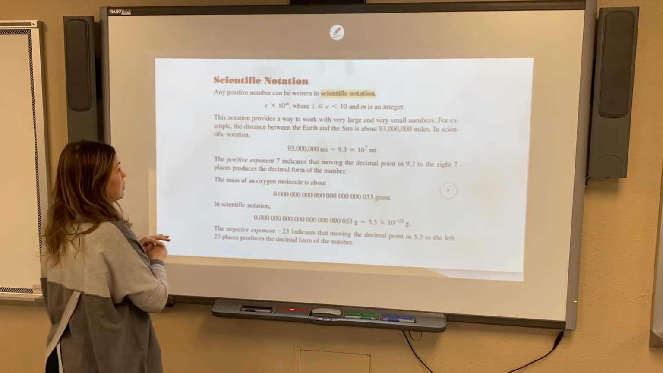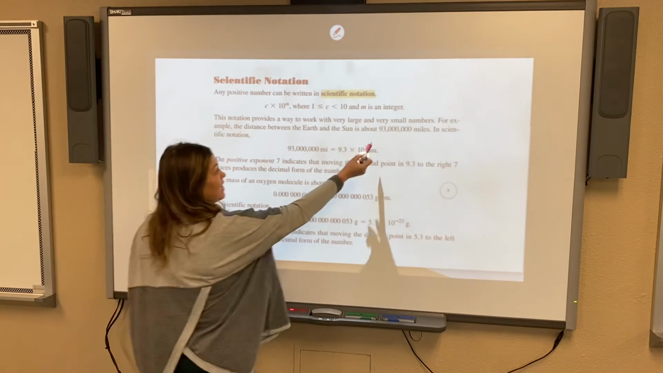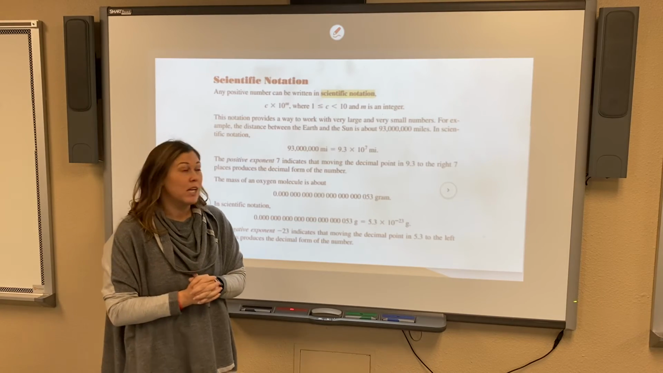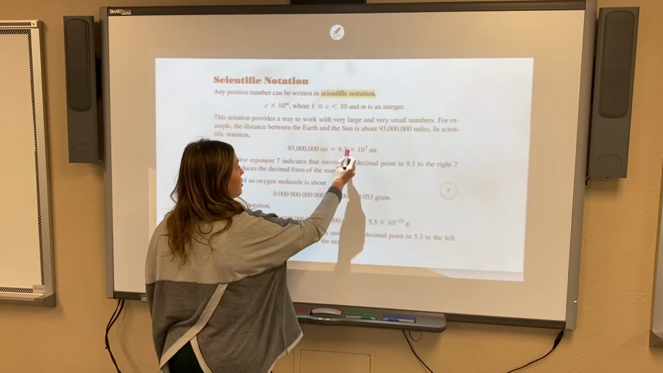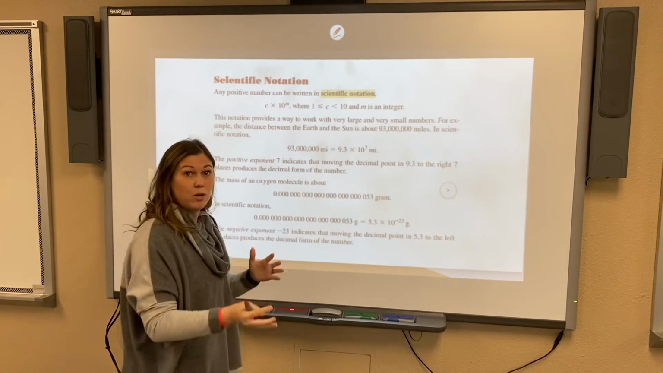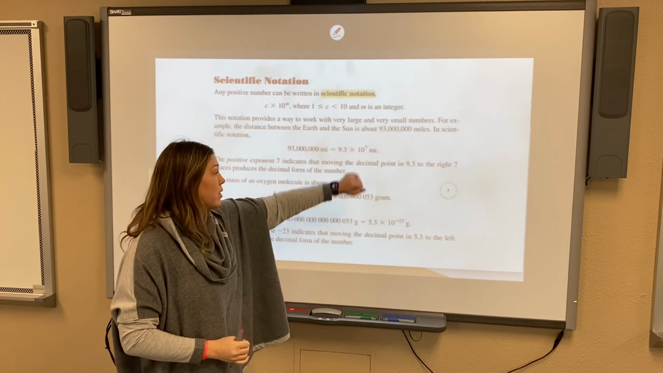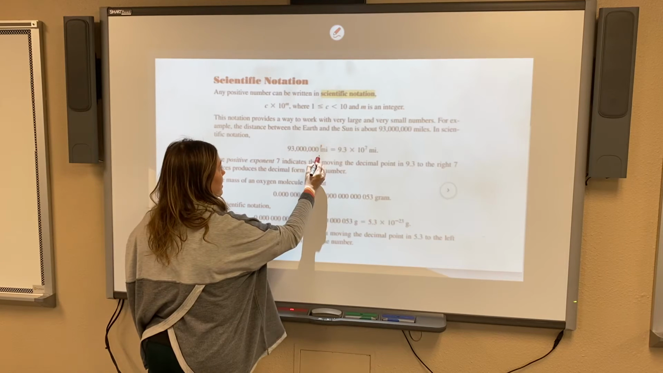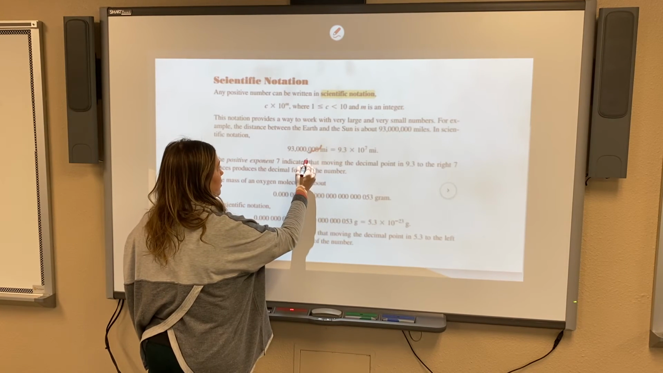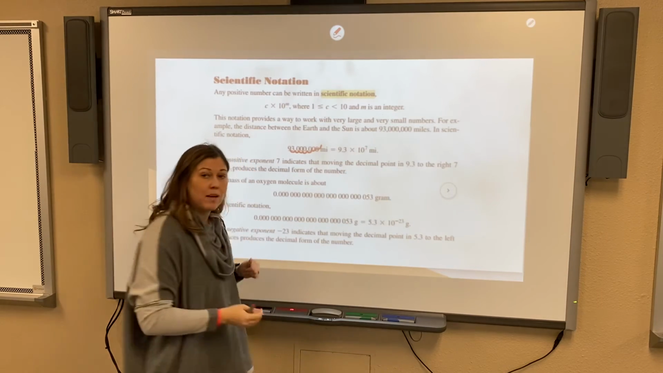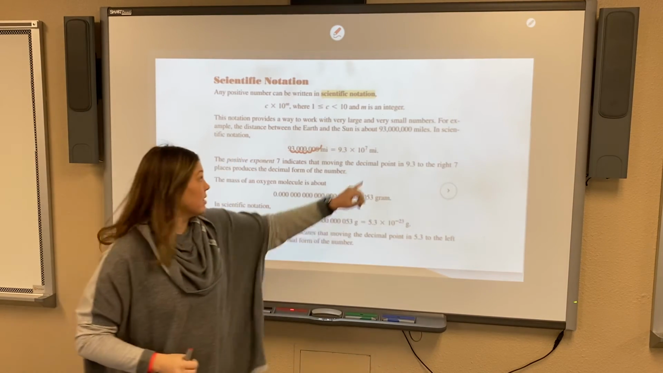Like the distance between the Earth and the Sun is 93 million miles. To represent that in scientific notation, we put 9.3, since it's between 1 and 10, so it's always going to be just in the ones place. Then we figure out how many times we moved the decimal: 1, 2, 3, 4, 5, 6, 7. So this would be a positive 7. If it's a big number, the exponent is positive.